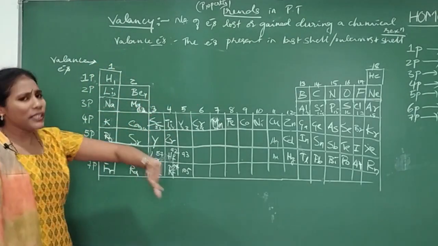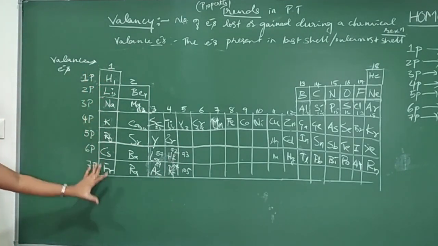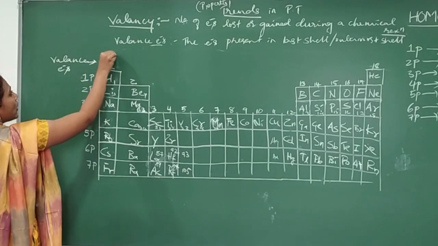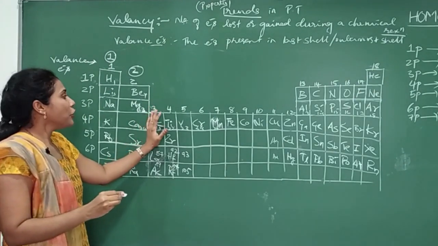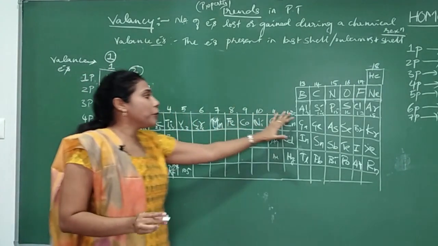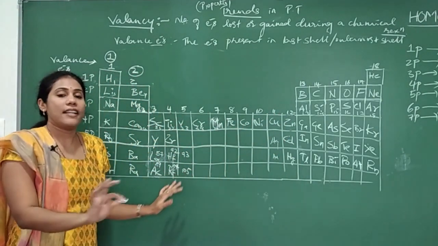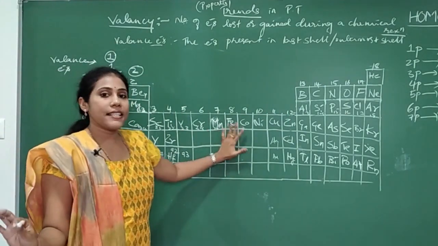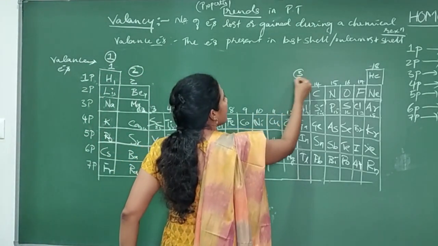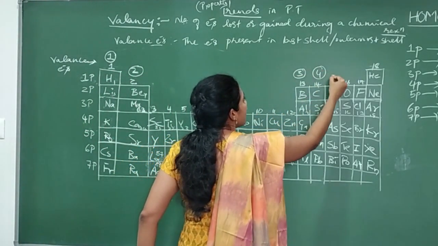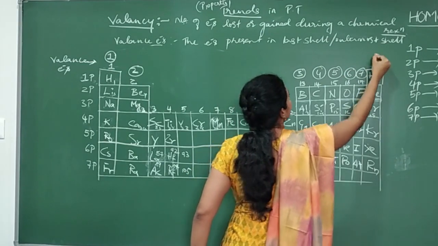I already gave you this in my previous video also. How many valence electrons are there in first group elements? One valence electron, and in the second group two valence electrons. We are not talking about group 3 to group 12; you will study those in more detail in higher classes. Coming to the 13th group, valence electrons are 3, then 4, 5, 6, 7, and 8.